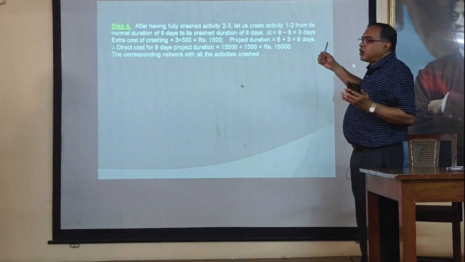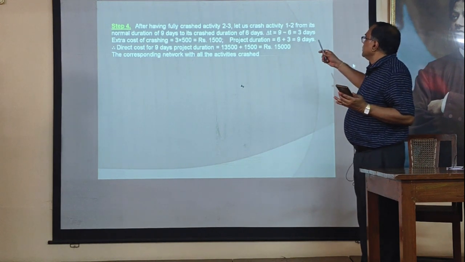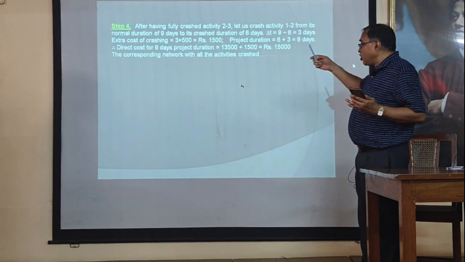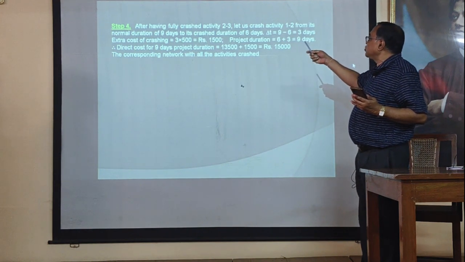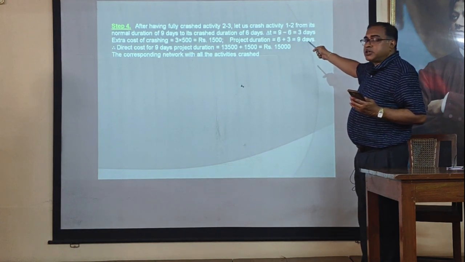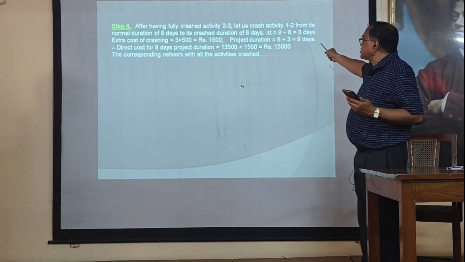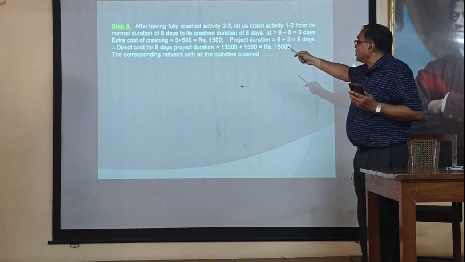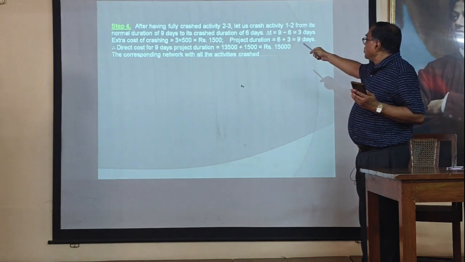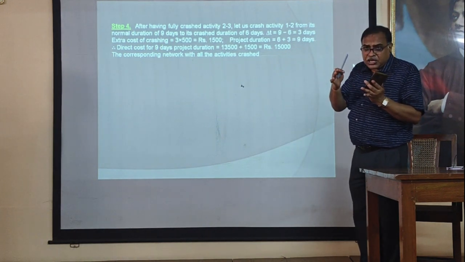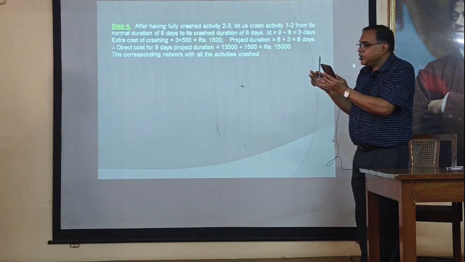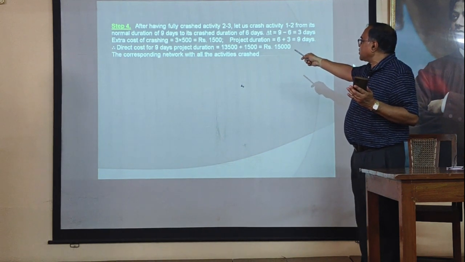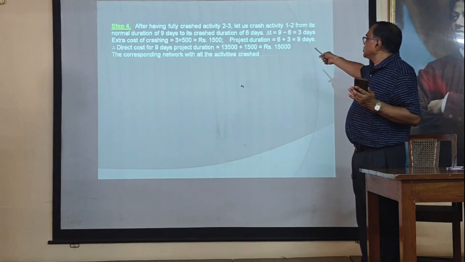After having fully crashed the second activity, activity 2, 3, let us crash the first activity 1, 2 from its normal duration of 9 days to its crash duration of 6 days. Therefore, del T is equal to 9 minus 6, so 3 days, and extra cost for crashing is 3 into 500, that is 1,500. So, our project duration is 6 plus 3, that is 9, where 6 is the crash duration of the first activity and 3 is the crash duration of the second activity. Direct cost for the 9 days project is 13,500 plus 1,500, so it is 15,000.